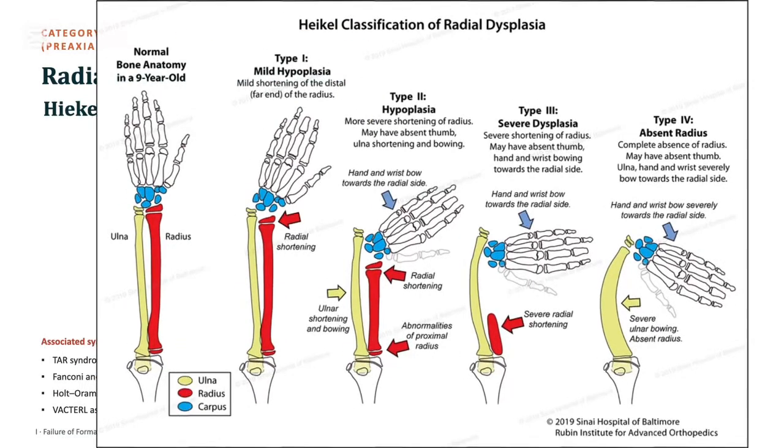We have two classifications. The most common is the Bayne and Klug classification. Type 1 is mild hypoplasia with a slight deviation to the radial side. Then we progress from type 2 to 3 to 4, up to complete absence of the radius.